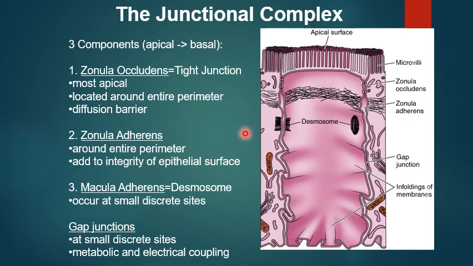Again, junctional complex means more than one junction. I can see it at the apex; the best example is cells lining the small intestine. Here at the apex, I have zonula occludens, then zonula adherens, then macula adherens, which is the desmosome, and gap junction.